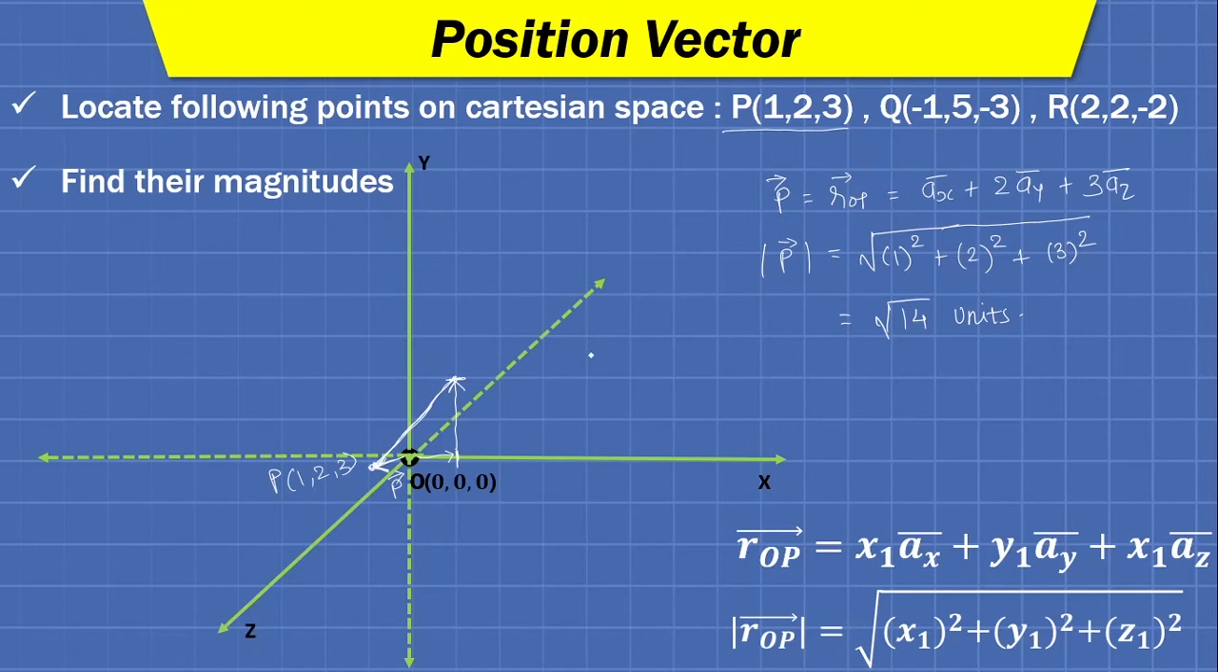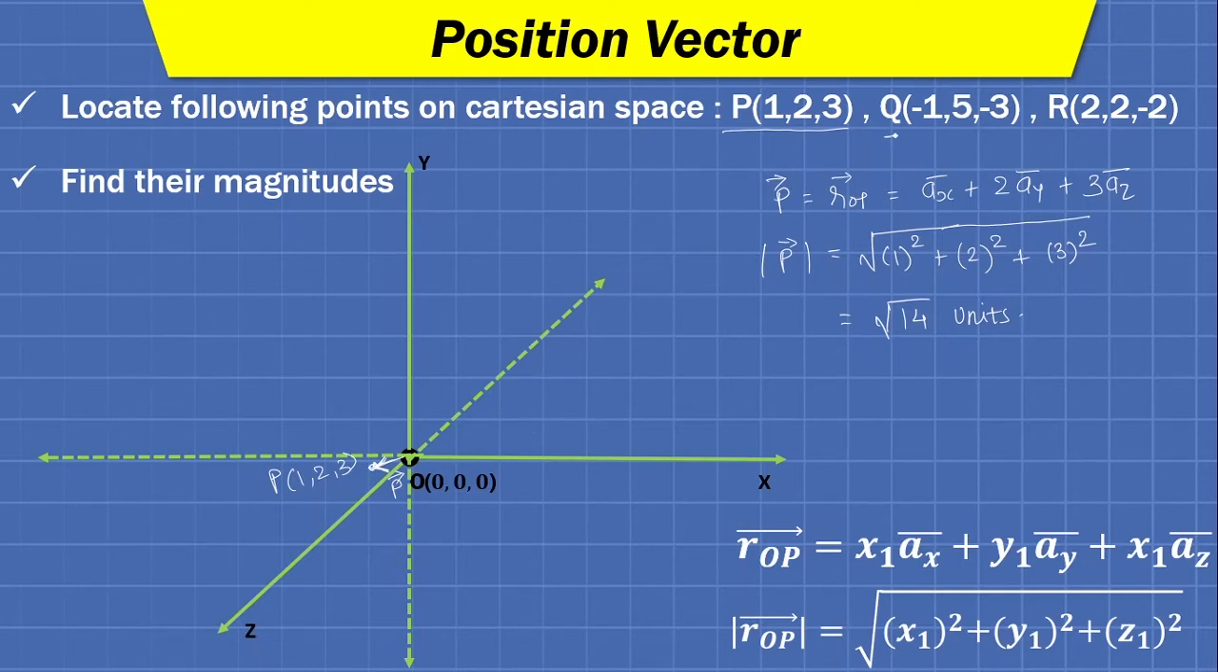Then if you need to locate or represent two or many points in the same Cartesian coordinate system, it is not necessary to draw such lines every time. Fine, you can remove them afterwards.